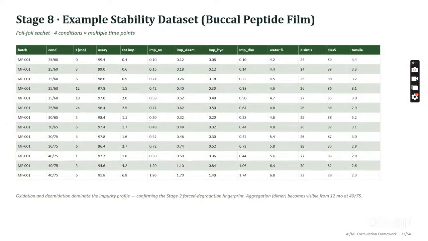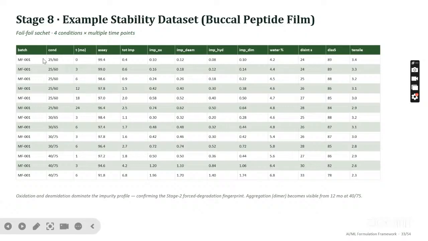Next, the stability data set. At every stage you should maintain the data as a data set, in Excel or in different formats. If it is a different format, you should convert it into your useful format, which will be easy for the operations. One batch and this condition and time point, assay, total impurities, specific impurities, dimensions, water percent, disintegration, dissolution and tensile. So these are the synthetic data generated for different experiments.